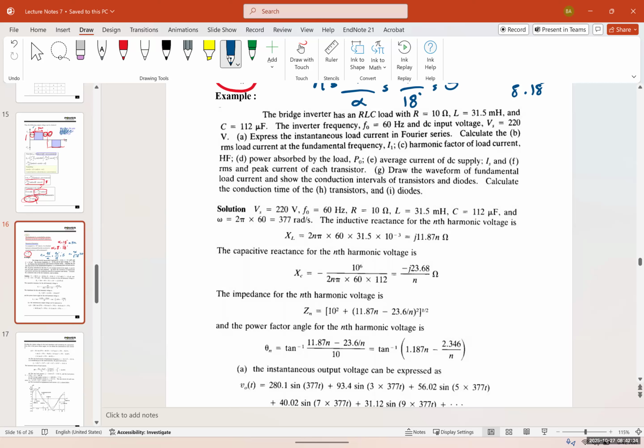We want to draw the waveform of the fundamental load current and show the conduction interval of transistors and diodes, and calculate the conduction time of the transistors and diodes. Again, this is a very complicated example, but it covers everything.